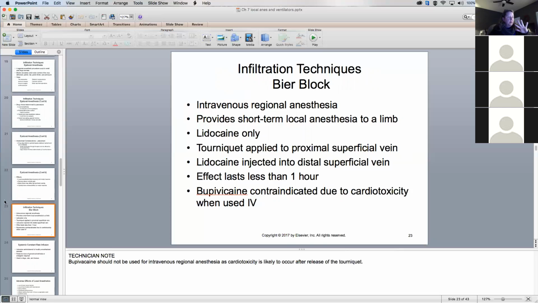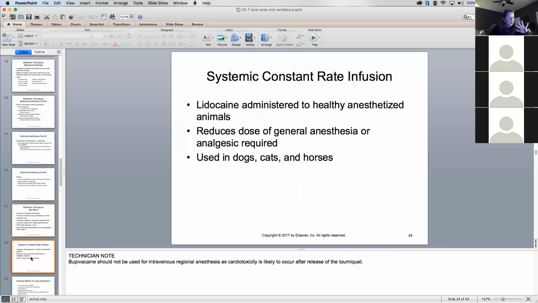Don't worry about a beer block. We're not going to go over a beer block. Now, I do want to mention, does anyone have any questions about epidurals? I guess I should say that first.